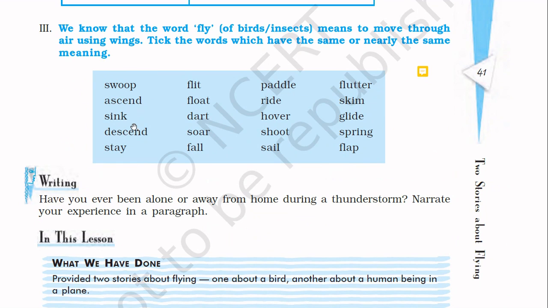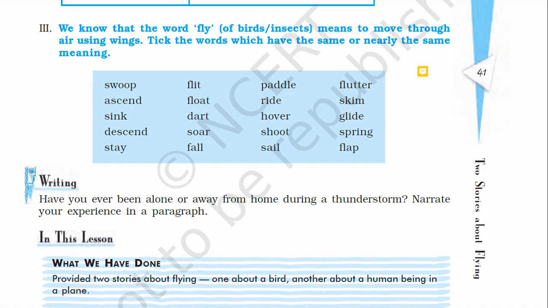And then there are different words for flying here. We need to circle them or underline them or tick them. Swoop, it's a synonym for flying. Flit also, flutter, ascend to go up, so that can be considered a synonym for flying. Float also, birds float in the air. Then skim, and then dart, hover, glide. Eagles glide through the air.